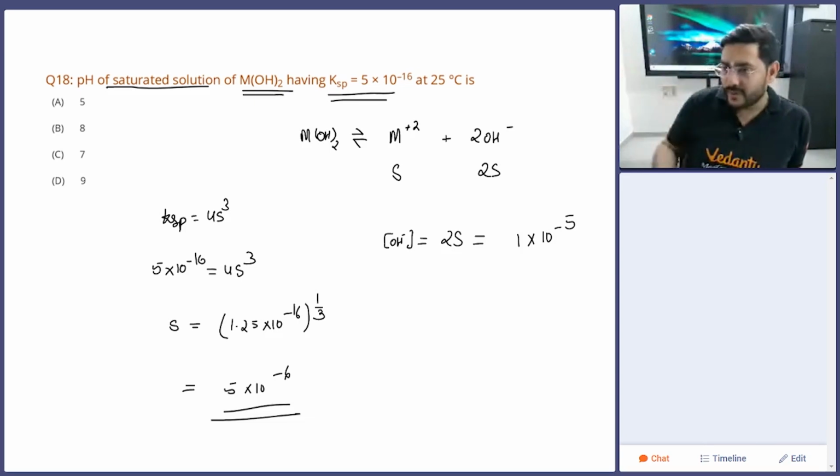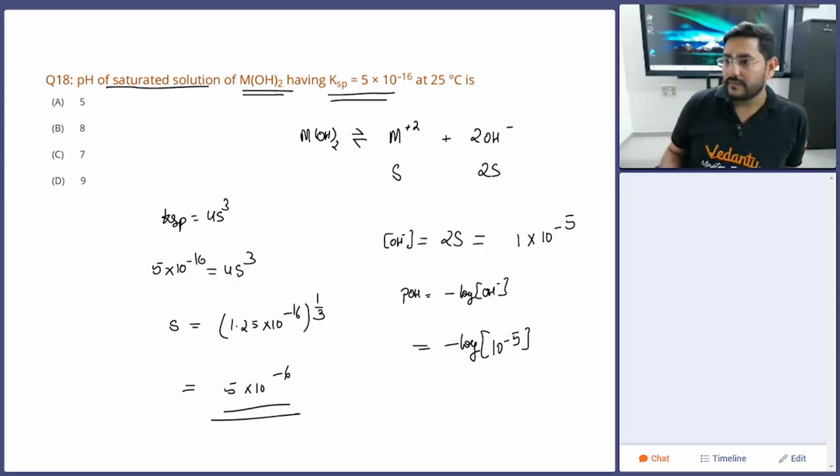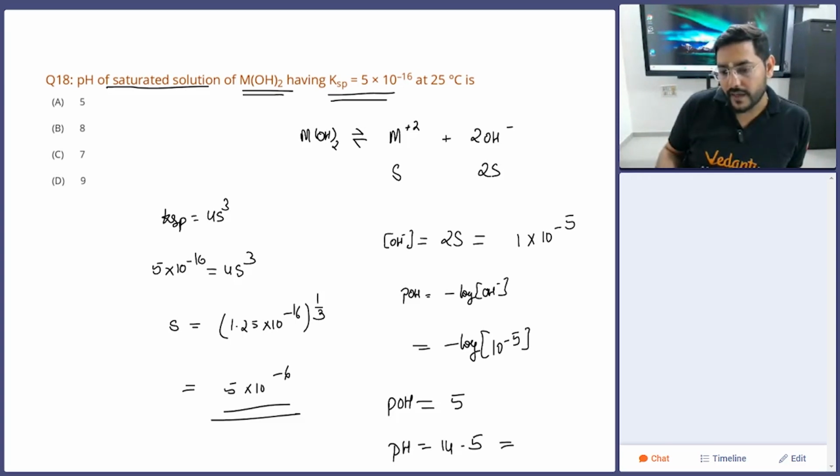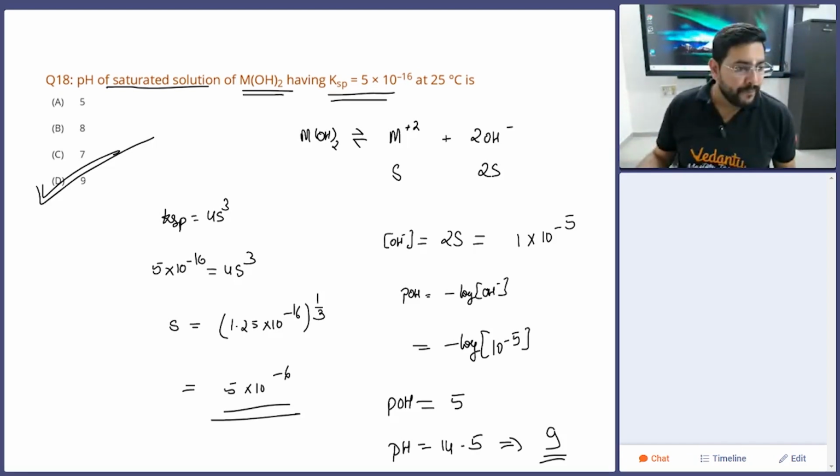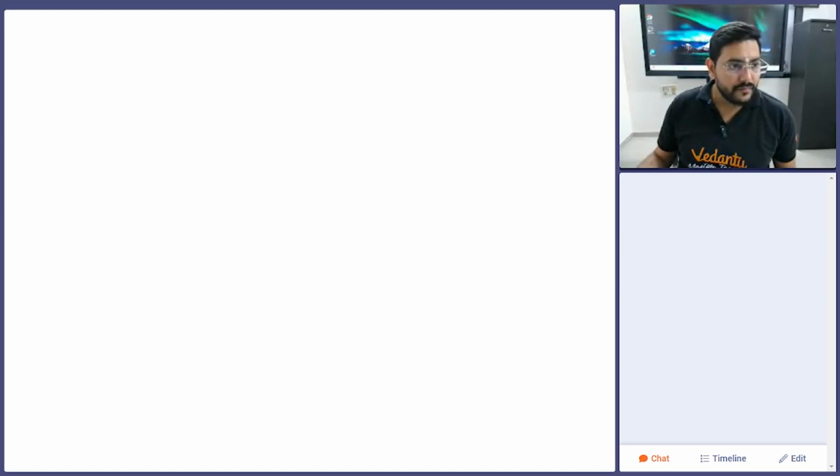Now it's a very simple question. pOH is equal to minus log of OH minus ion concentration. So minus log 10 to the power minus 5, minus 5 will come forward. So can we say that pOH is equal to 5? So pH will be 14 minus 5, that will be 9. Yes or no? Is this part clear to you guys? Now moving towards the next question.